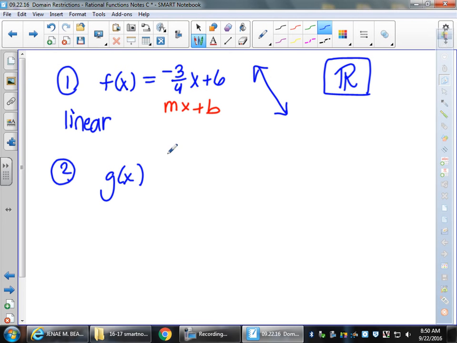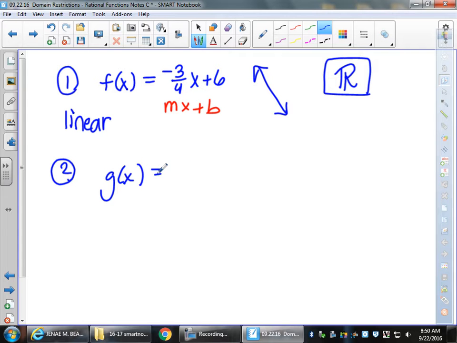Homework answers from last night. Several people are feeling like they didn't get it, so we're going to get it right now. We just finished talking about number 1. It's linear, mx plus b. We know it's a decreasing line. No work needed. Linear functions do not have a restriction.